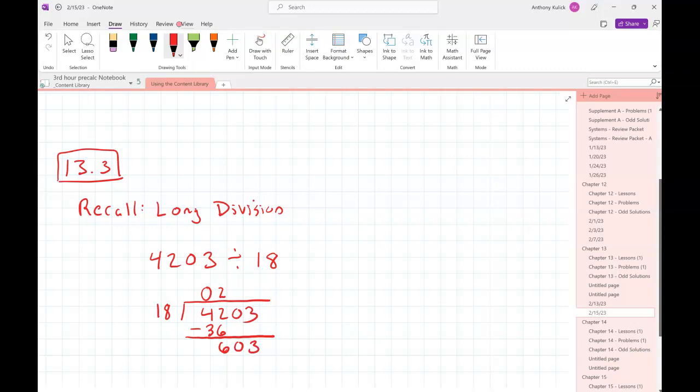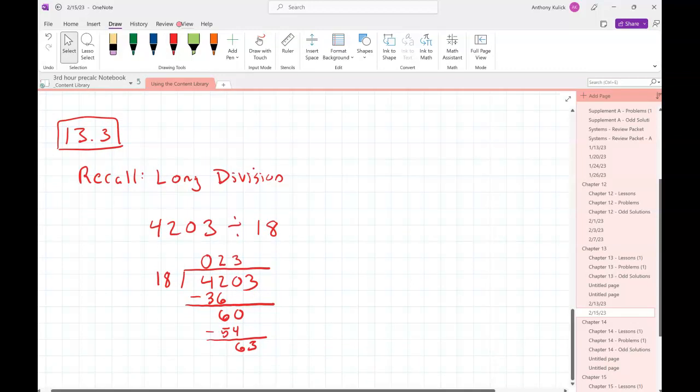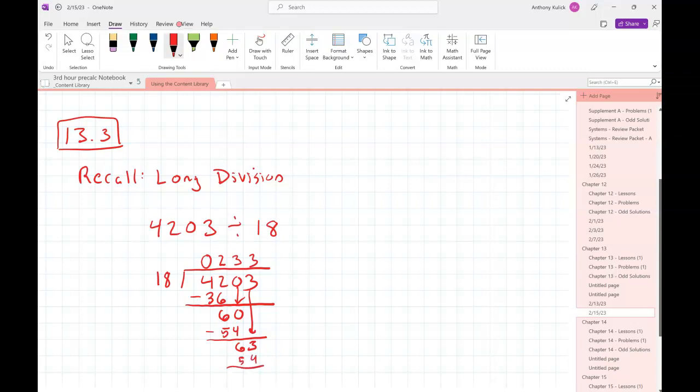But don't you bring down only the zero? It doesn't matter. I just keep bringing stuff down along the way. 18 goes into 60. 18 times 3 is 54. 6 goes in 3 times, and you get your remainder of 9.